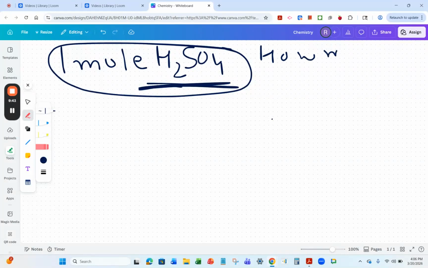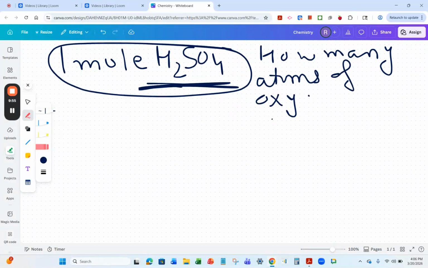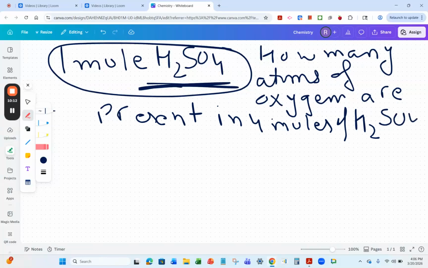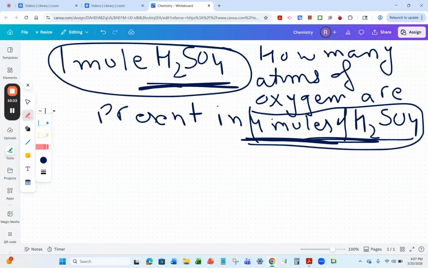How many atoms of oxygen are present? I'm using a very simple word, present, in 4 moles of H2SO4. Here we go. So this time I have given you 4 moles of H2SO4. If you understand the basic concept, then it's very easy. So let's see how to deal with this type of question.